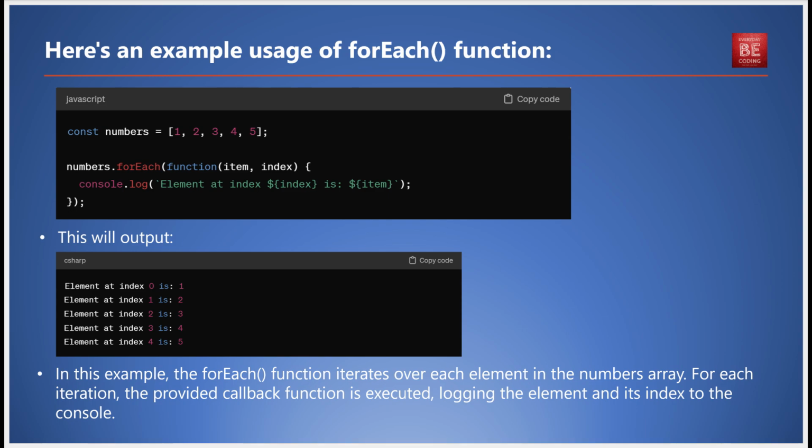In this example, the forEach function is taking a tour of each element in the numbers array. For each stop on the tour, it executes the callback function, logging the element and its index to the console. To summarize, the forEach function in JavaScript is a powerful tool for iterating over array elements. It's simple yet flexible, allowing you to define exactly what operation to perform on each array element. And importantly, it respects the original array by not mutating it.